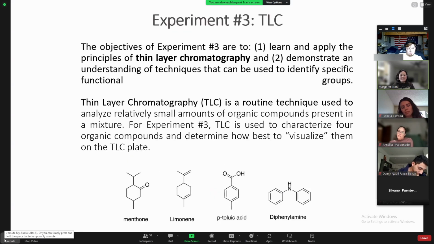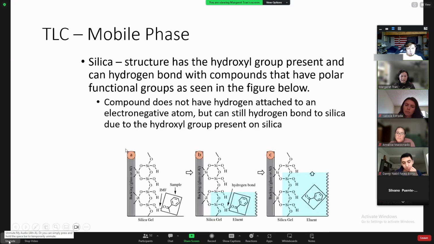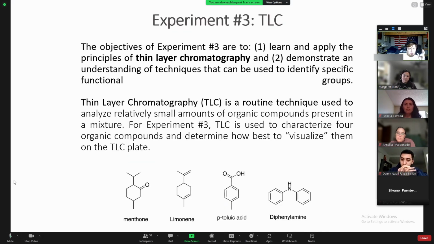So a hint is draw all the partial charges, partial positive, partial negative, and then looking at partial positives and negatives here, where can things interact? Okay. Can you explain really quick why diphenylamine bonds twice and why p-toluic acid bonds 3 times? Because I know they can. Yes, I have it memorized that they can, but I don't understand why.